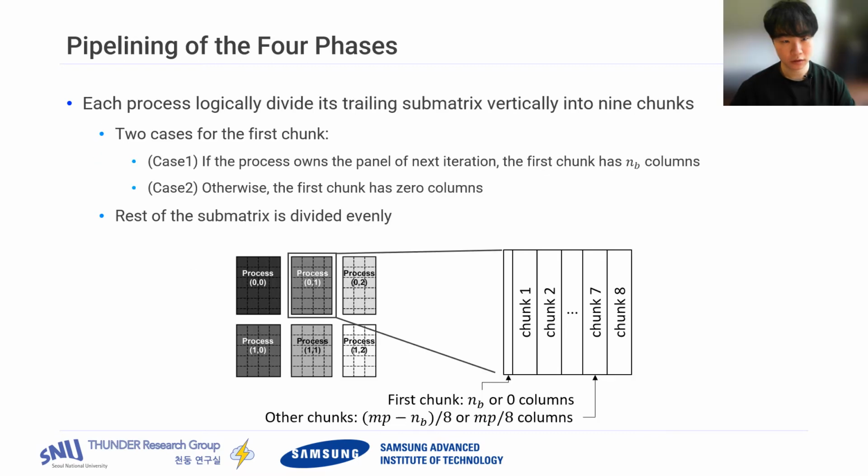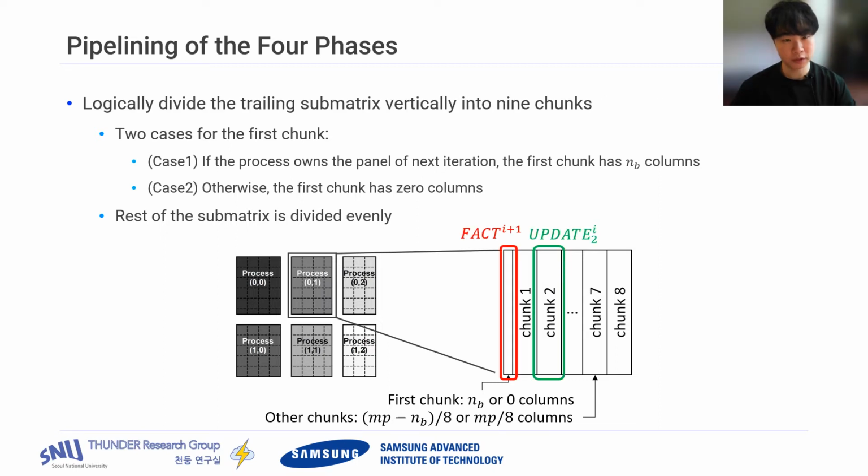To make the 4 phases run concurrently, each process in SnuHPL logically divides its trailing submatrix vertically into 9 chunks. The first chunk has either NB columns or 0 columns depending on whether the process owns the panel of the next iteration. The rest of the submatrix is divided evenly into 8 chunks. In this way, we can fragment the tasks of each phase to pipeline their execution.